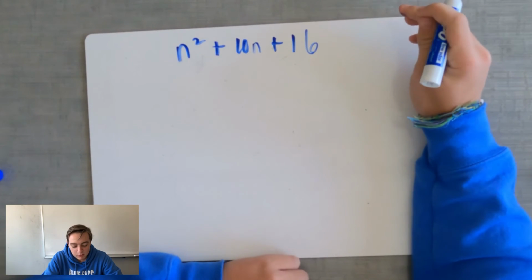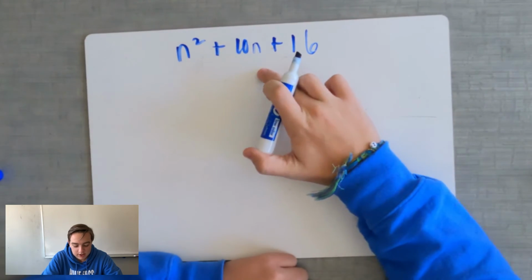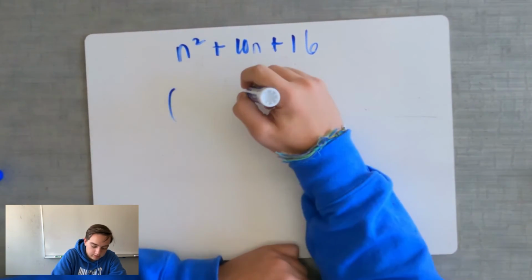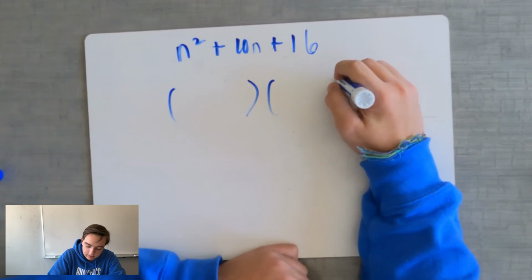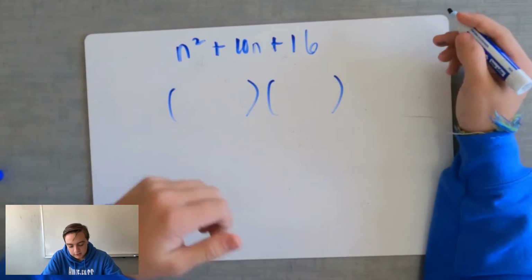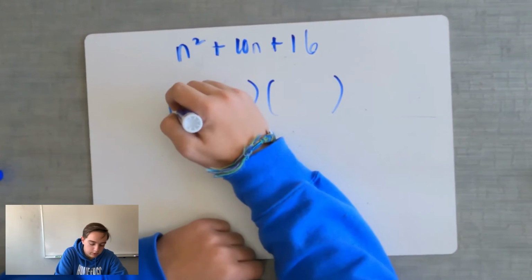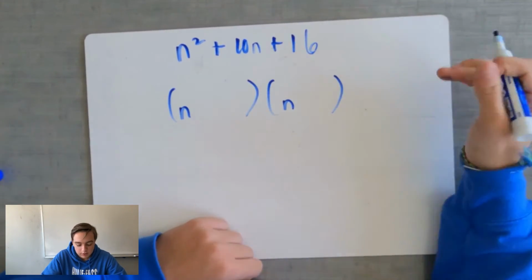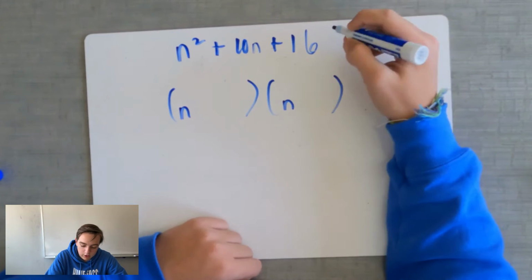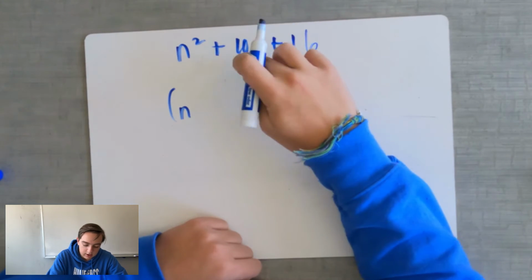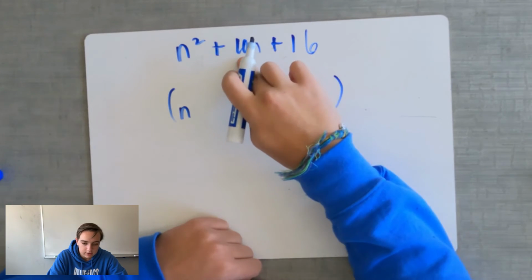Okay, so the problem we're going to be working on today is n squared plus 10n plus 16. So let's first just go and set up our parentheses. Now, we have to look at this first term first, which is n squared, and then we can just separate that out into n and n, because n times n is n squared. So now we have to see what two numbers multiply to get 16, and then what two numbers can also add to 10.